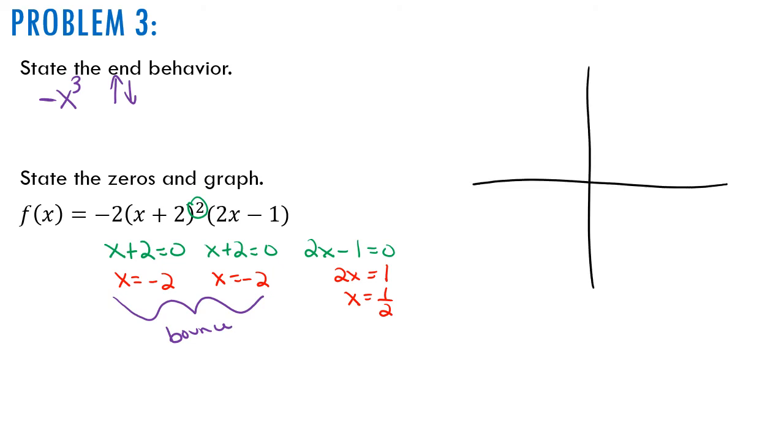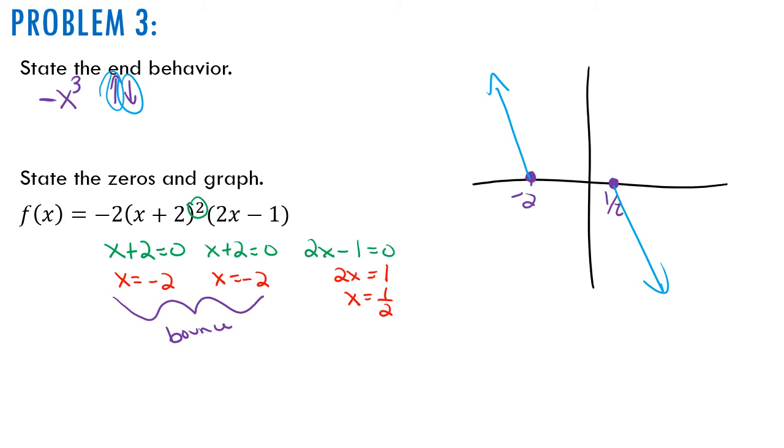So I go to my graph. I'm going to have a point at negative 2. I'm going to have a point at 1/2. Once again, my end behavior is telling me I'm going to go up on the left side. Right side will be going down.